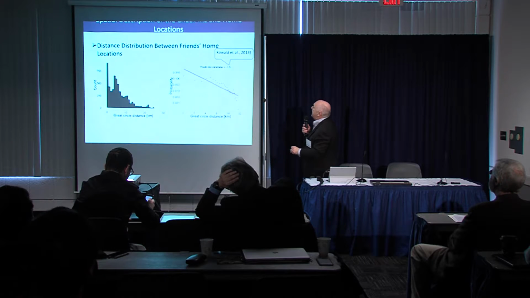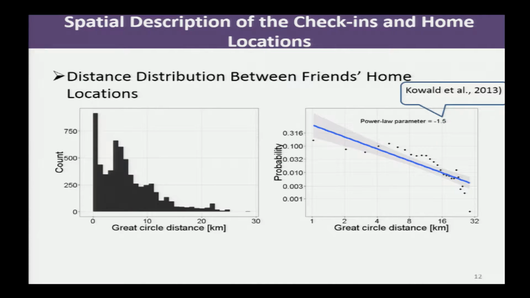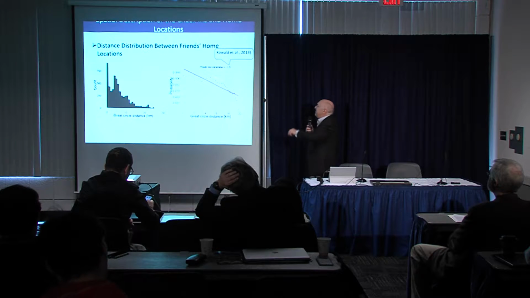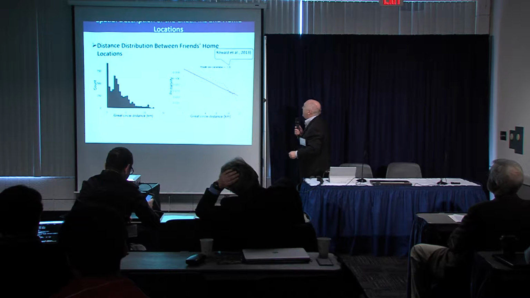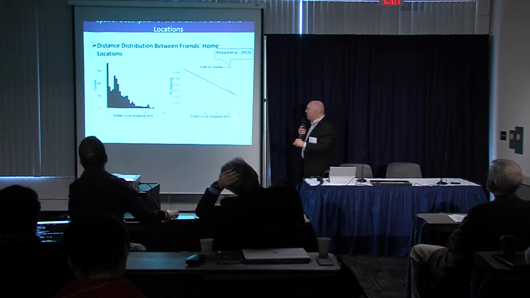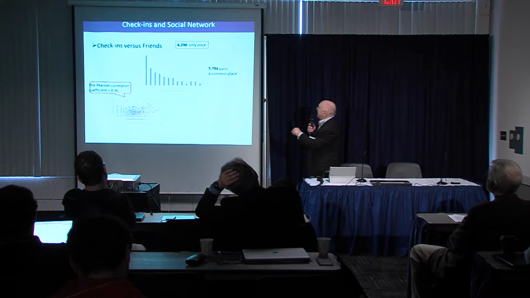And this is looking now at where the friends' home locations are relative to your own home base. So this is where your friends are, and again, a power law function seems to fit, with a value of negative 1.5 in terms of where your friends are. Not too different, in fact, from what other locations might be.